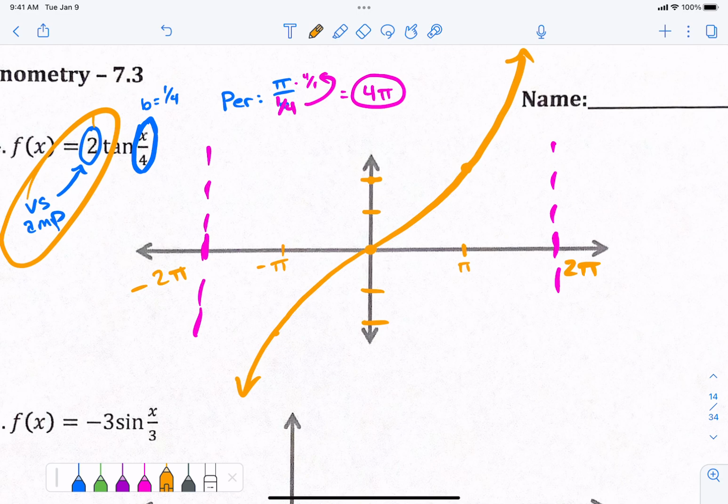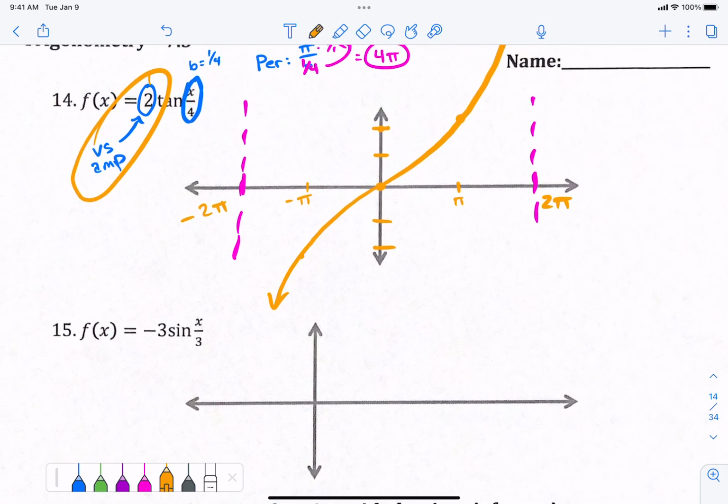Just make your markings first. Drawing it should be the absolute last thing. Got it? All right, for sine?